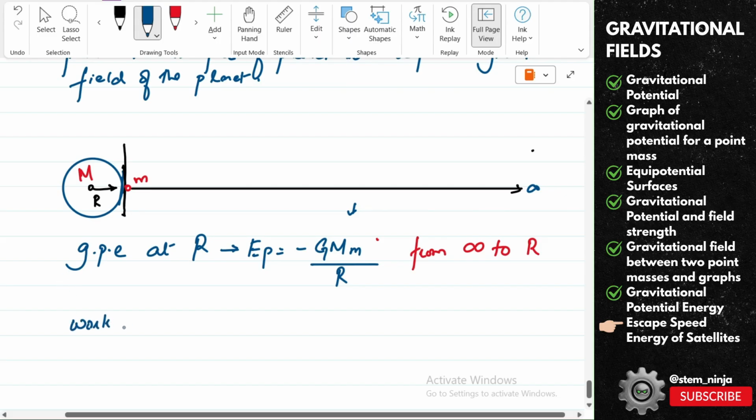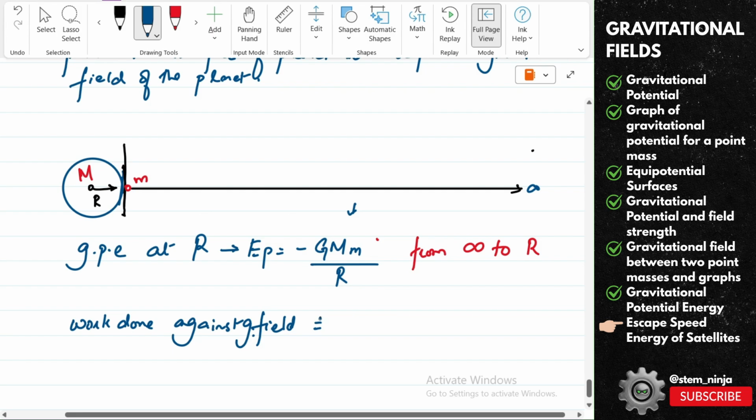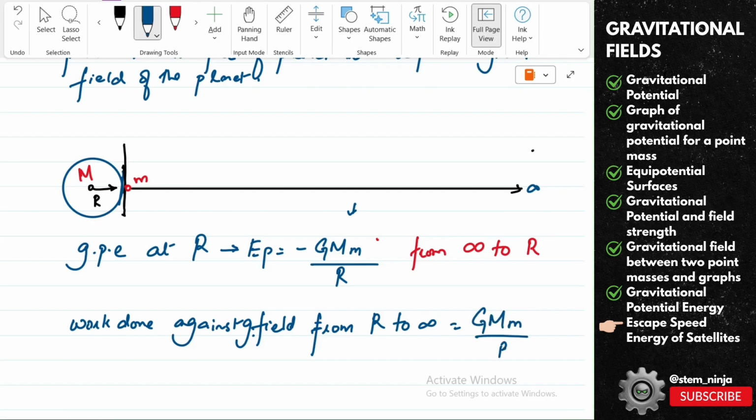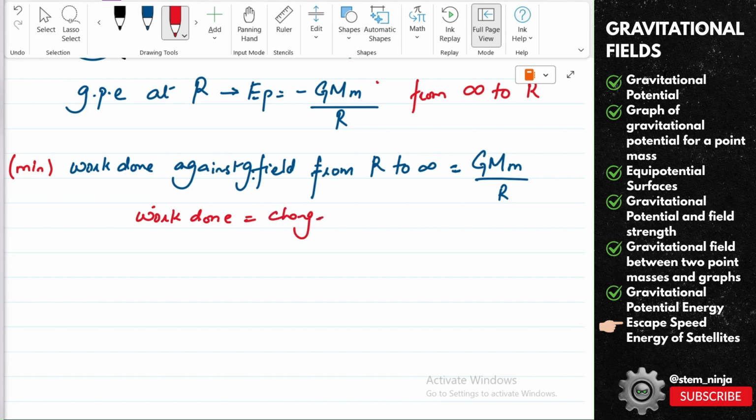So work done against the gravitational field, from R to infinity, would be GMM over R. Okay, so if this is the work done, this means that this is the minimum work that is required. Okay, so this is the minimum work done that is required. So since we know that work done results in change in kinetic energy, or delta EK, basically this means that the initial EK that we require is at least greater than this value.